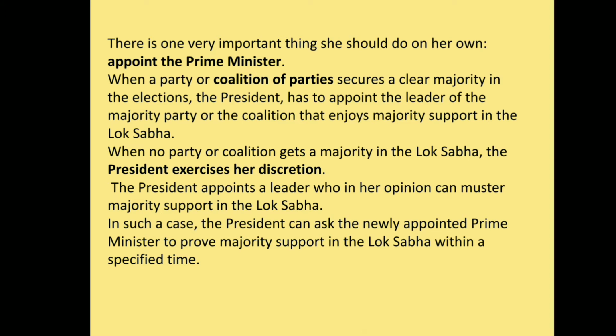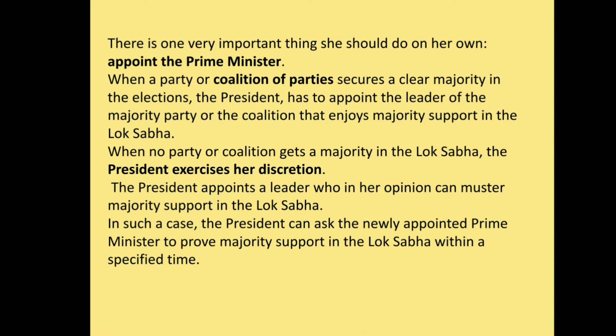When a party or coalition of parties, coalition government means a government formed by an alliance of two or more political parties, usually when no single party enjoys majority support of the members in a legislature. So, when a party or coalition of parties secures a clear majority in the elections, the President has to appoint the leader of the majority party or the coalition that enjoys majority support in the Lok Sabha.